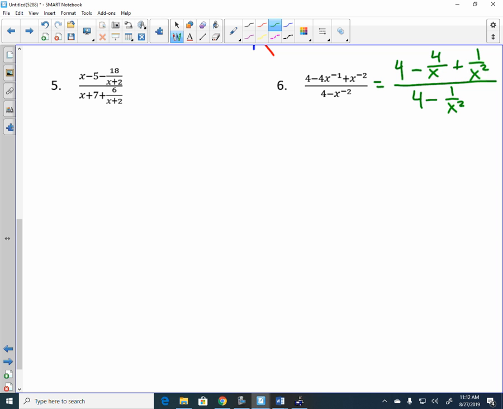All right. Cool. So what am I going to do to create one fraction in the numerator? Good. x squared over x squared. x over x. We all good with that? Excellent. So now I'm going to write that fraction.